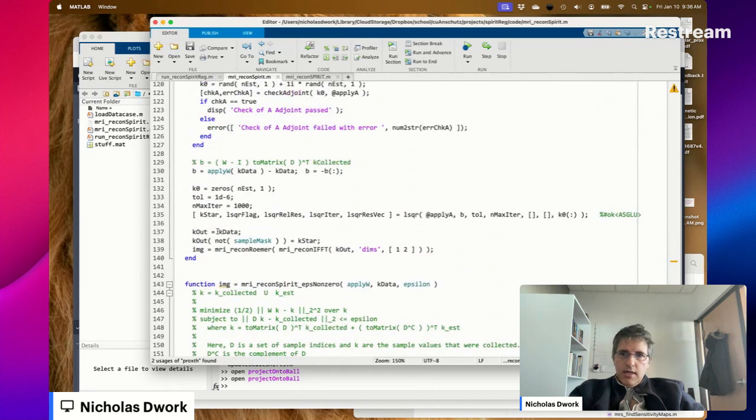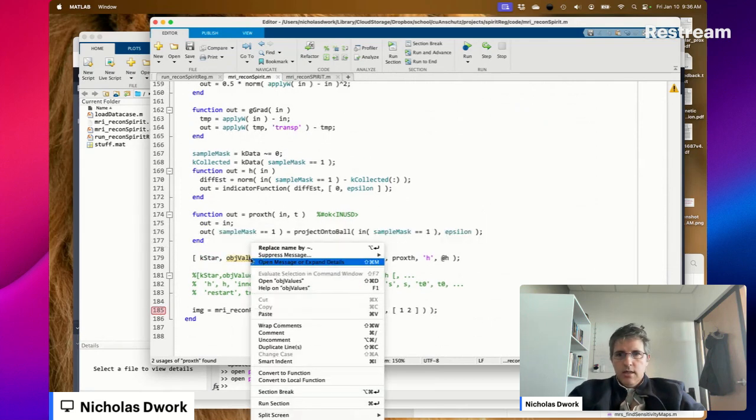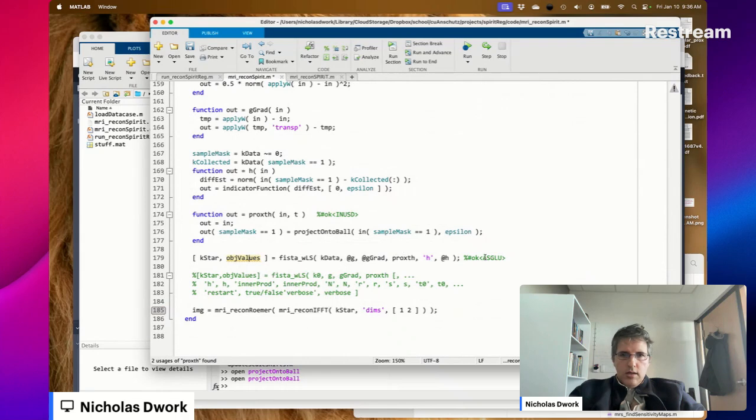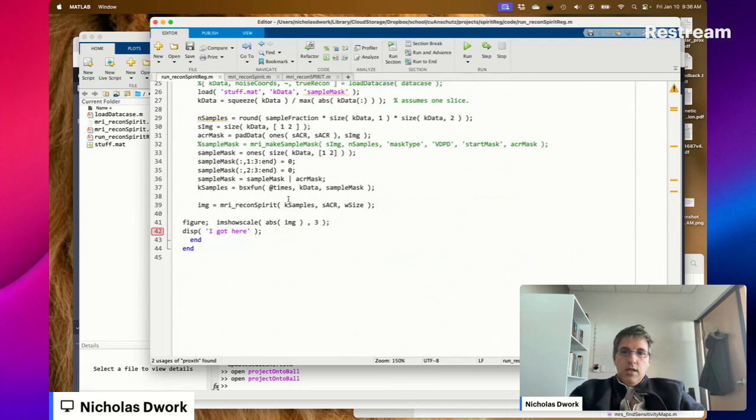K star here, without running anything. Like I don't know what else I need to do at this point. I just need to run this and debug. Let's see if it even runs.